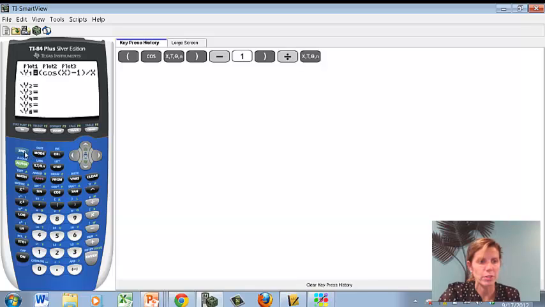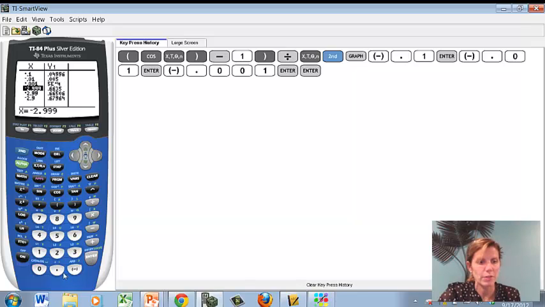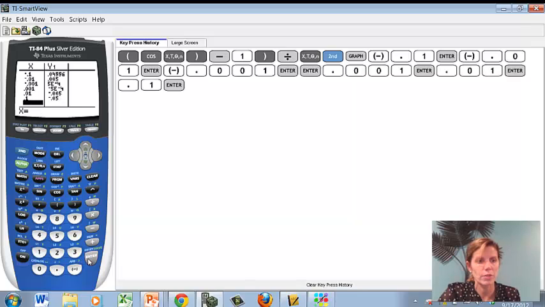And then again, we're just going to go to the table. And then we'll just type in the values that we picked. We picked negative 0.1, negative 0.01, negative 0.001, and then we'll go in the positive direction here, 0.001, 0.01, and 0.1. All right, so we've got it in our table.